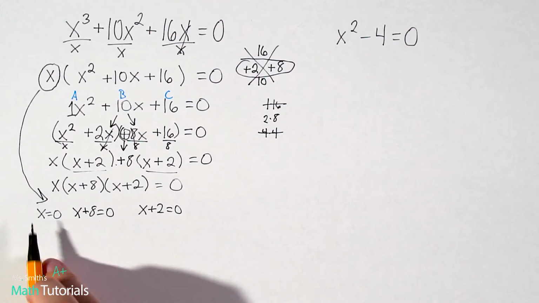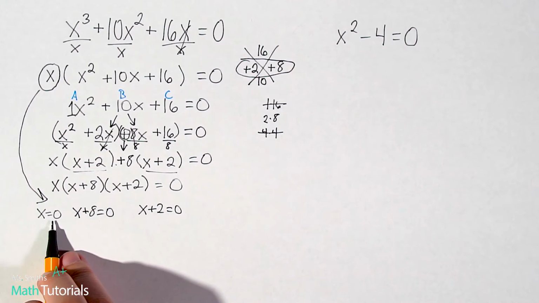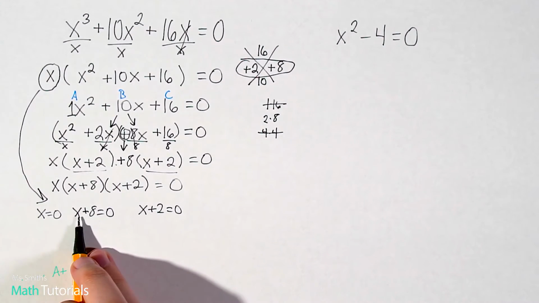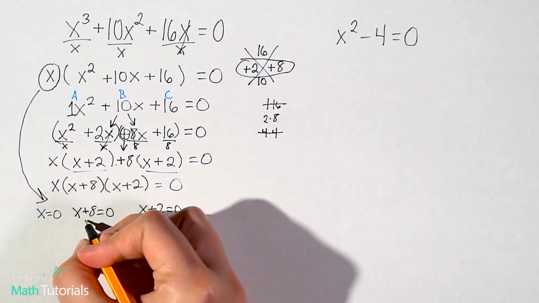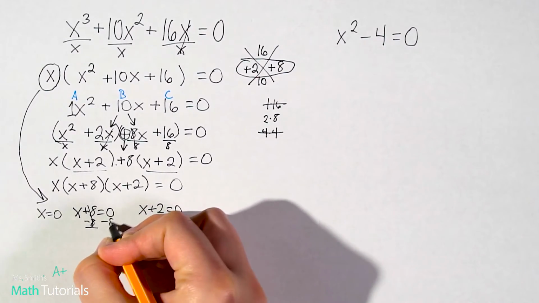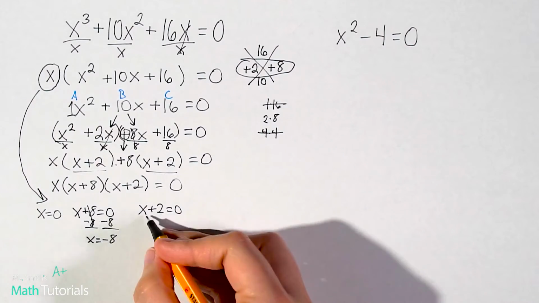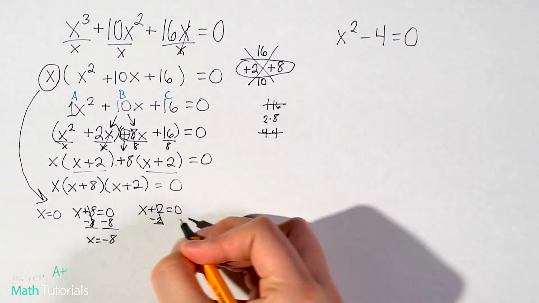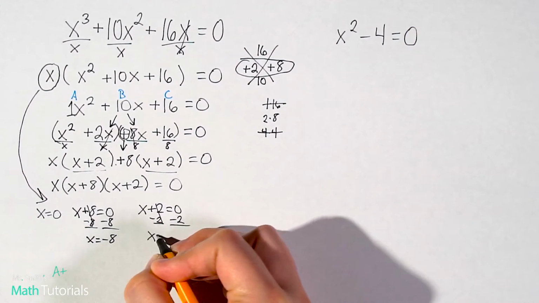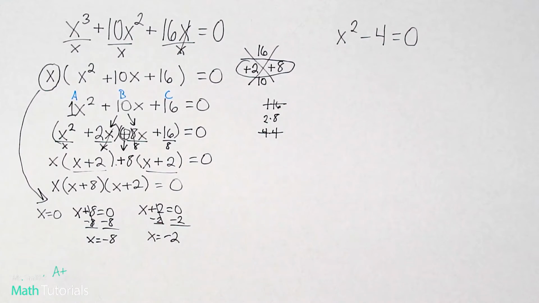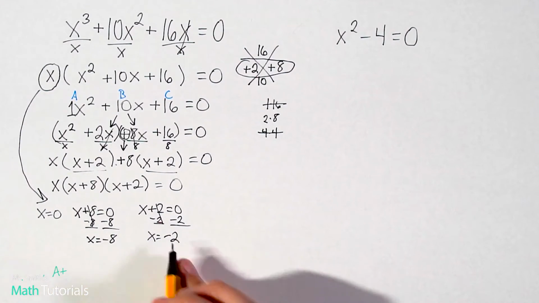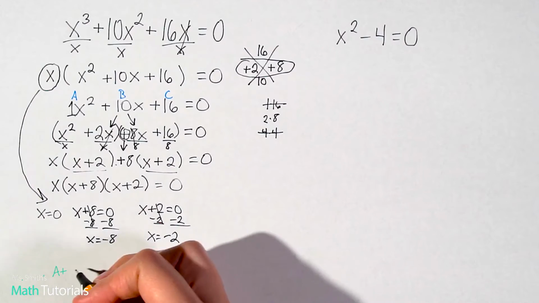So here, solving for x, I don't really need to. X is already alone, so I know one of my values of x is 0. All right, x plus 8 equals 0. I would subtract 8 from both sides, and I would have x equals negative 8. Here, I'd subtract 2 from both sides, and I would end up with x equals negative 2. Okay, so this time I have 3 answers instead of just 2.